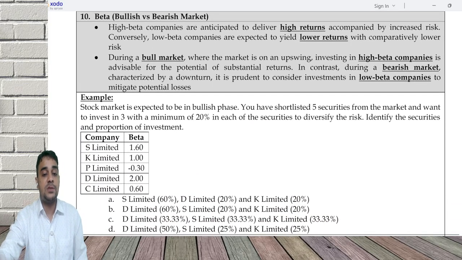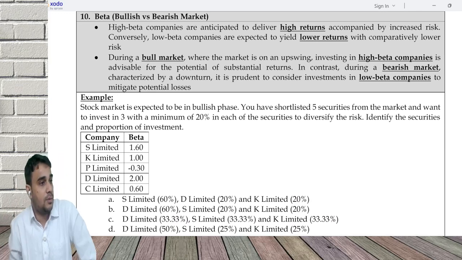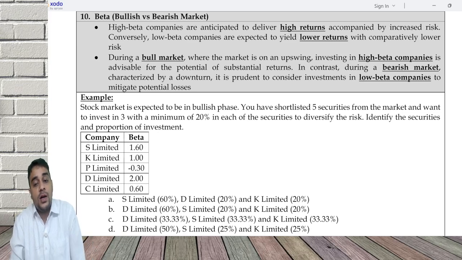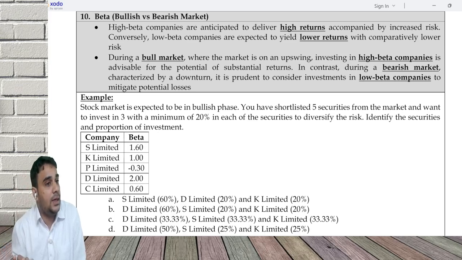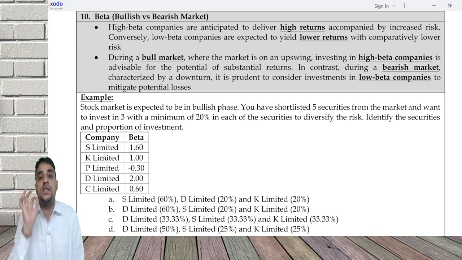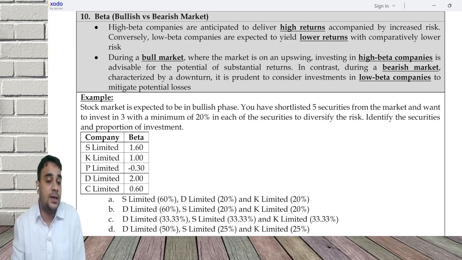Let's take an example. Stock market is expected to be in a bullish phase. You have shortlisted 5 securities from the market and want to invest in 3, with a minimum of 20 in each of the securities to diversify your risk. Which market is it?